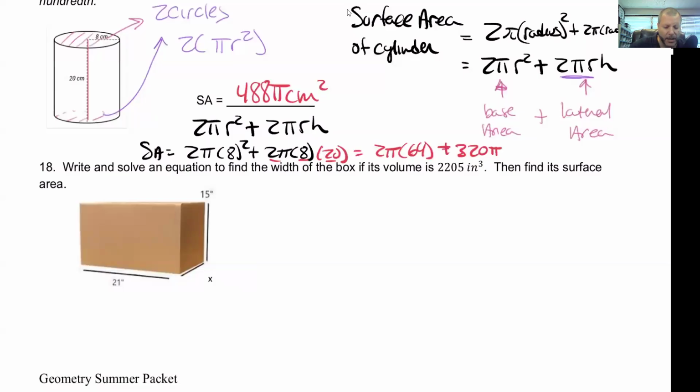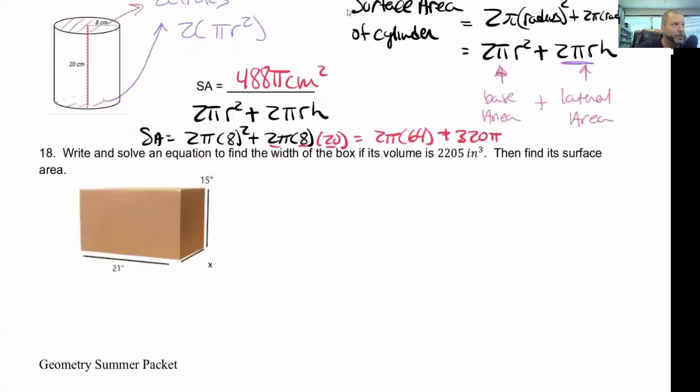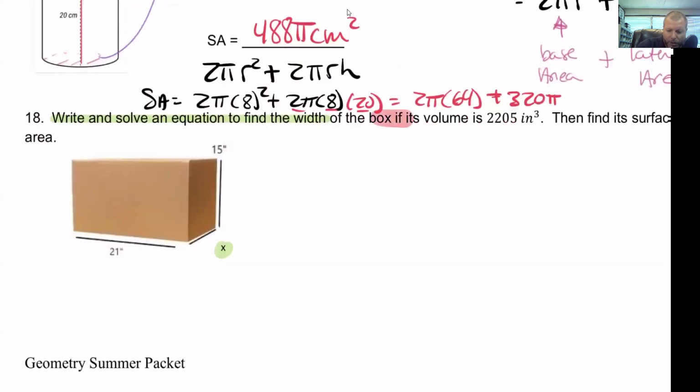All right, so for question 18, a couple of things we want to do here. So we read through the first sentence. We want to write and solve an equation to find the width. So our goal is the width, that value of x. So basically find x. So up above other things we know, the volume is 2,205.